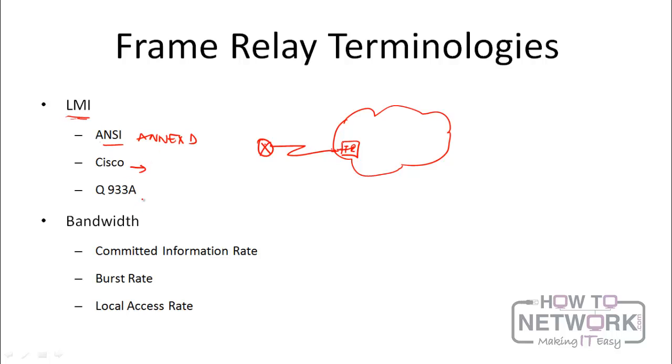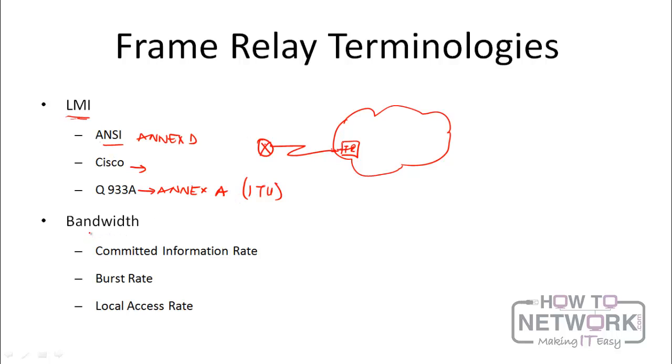We also have the Cisco standard, and we have the Q933A, or what's called Annex A. And that was by the International Telecommunication Union, the ITU. Now, these are the three LMI types which you need to know for the ICND2 exam. The good thing is that LMIs are negotiated automatically by Cisco devices, so you don't need to manually go into the device and configure the LMI, because the Cisco routers can automatically detect which LMI to use, and everything is done automatically for you.